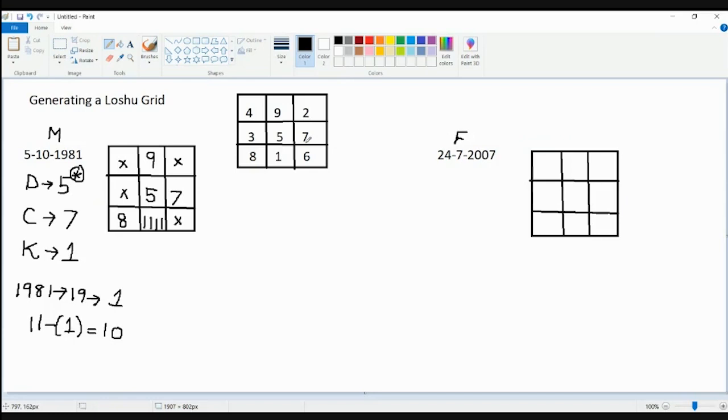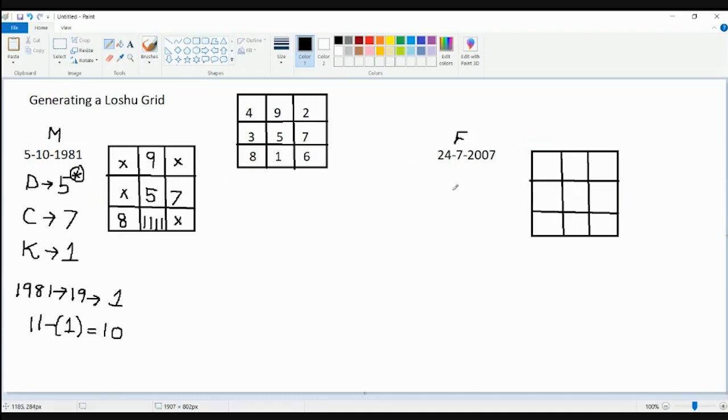So this is how you can generate the Loshu grid. As you can see in this grid, for this person, the vibration of 1 is 4 times. There is no vibration of 2, 3, 4, and 6, and there is a single vibration of numbers 5, 7, 8, and 9. How we are going to interpret this, I will be teaching in the subsequent videos.